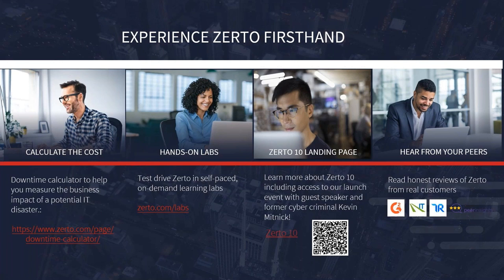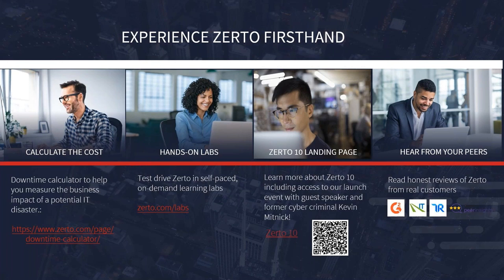Go to zerto.com/labs if you want to see any of the stuff that I talked about, experience it for yourself hands-on, and actually try failovers, try moves from on-premise to AWS, Zerto in cloud for AWS, Zerto from on-prem to Azure. We have hands-on labs for all of it that are free for you to use and play, spin up, and destroy as you see fit. So please definitely take advantage of those.